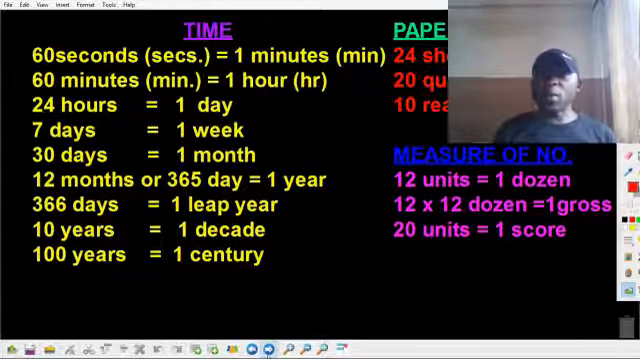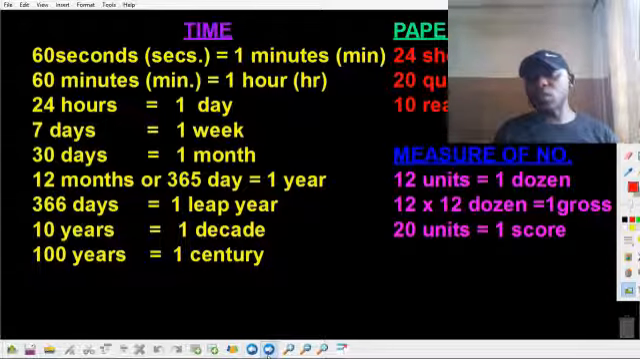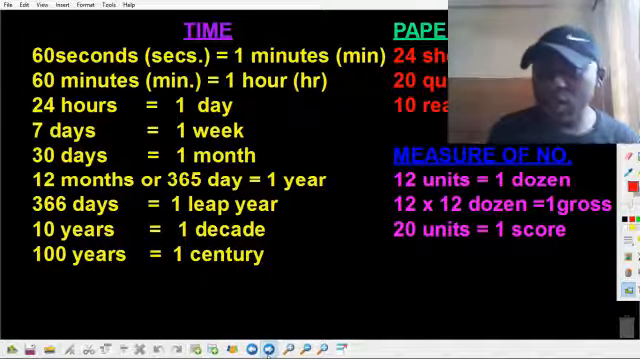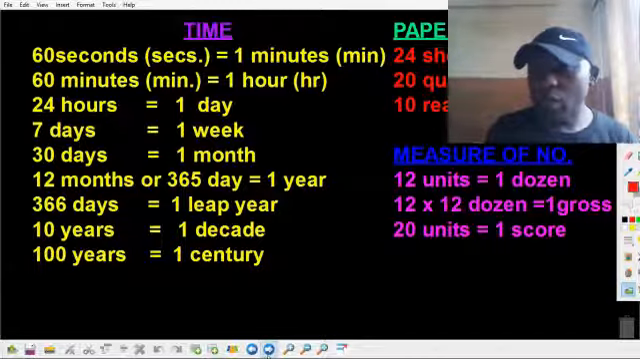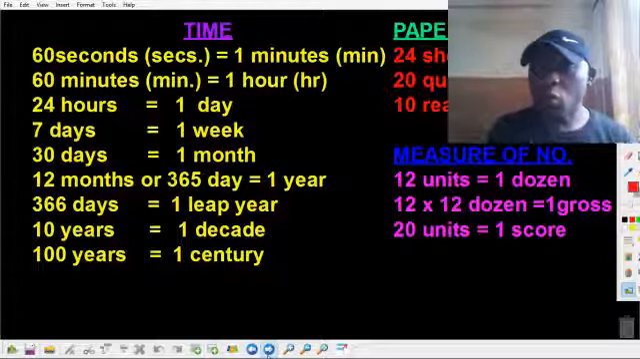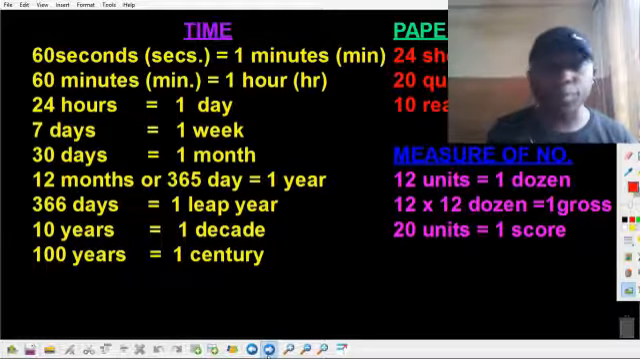Now paper measures. Here we say 24 sheets is equal to 1 cube. 20 cubes is equal to 1 ring. 10 rings is equal to 1 bale. Now measure of numbers. 12 units is equal to 1 dozen. Now for gross, we say 12 times 12, that is equal to 1 gross. And what's the value of 1 gross? 144. 20 units is equal to a score.